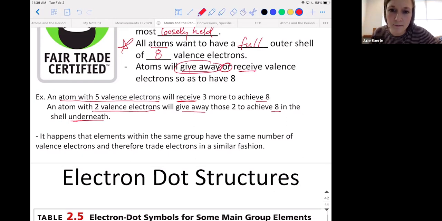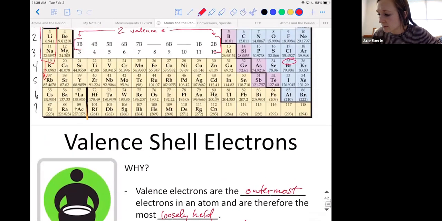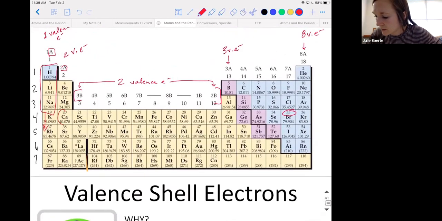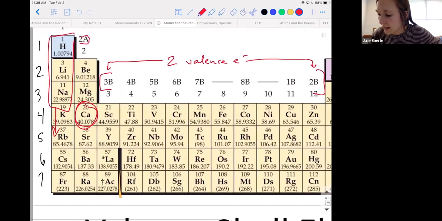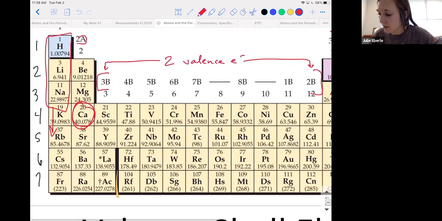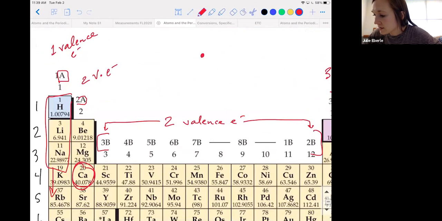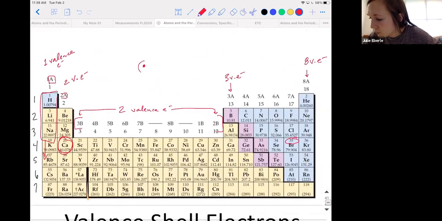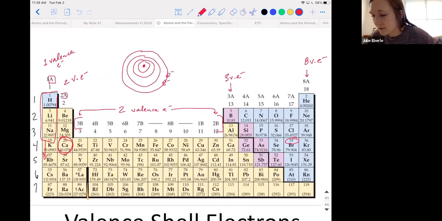Let's take calcium. Calcium is in main group 2. So calcium has 2 valence electrons. How many shells does calcium have? I'm going to draw a picture of calcium. Here's calcium right here. It is on row 4. So if I draw the nucleus, and then I draw 4 shells, 2, 3, 4, there it is, and then we've got 2 valence. We said calcium will give away those 2, and it should have a full shell underneath.